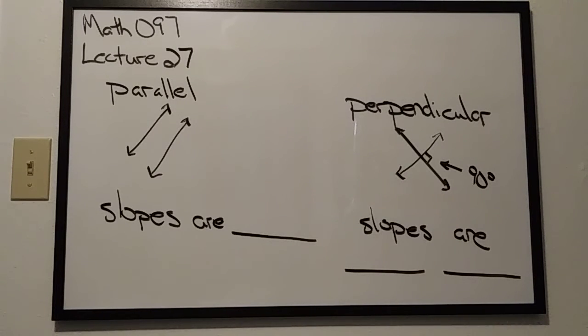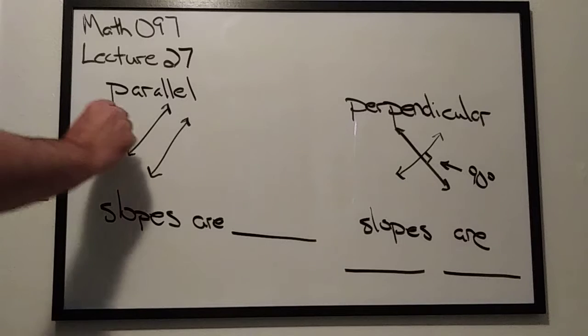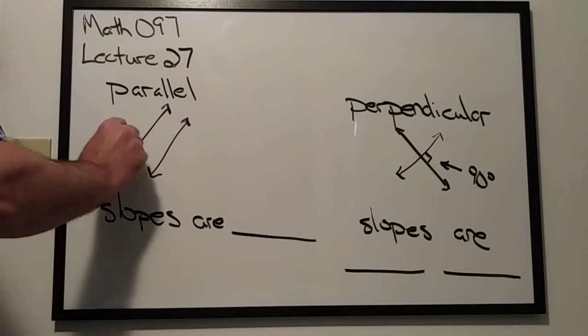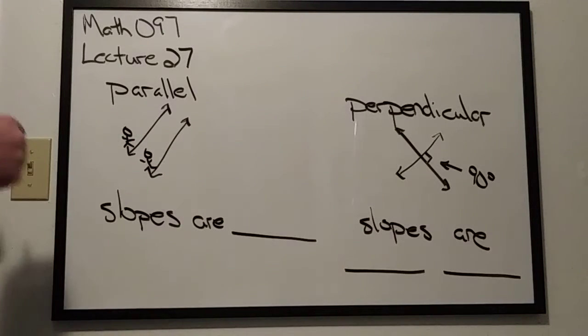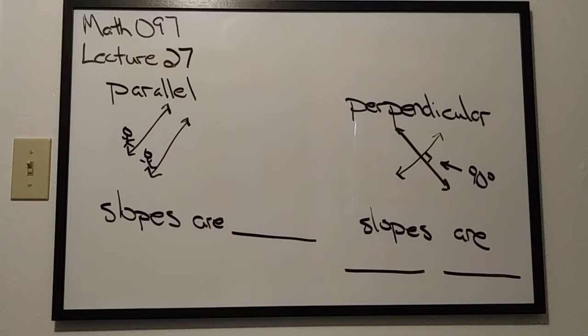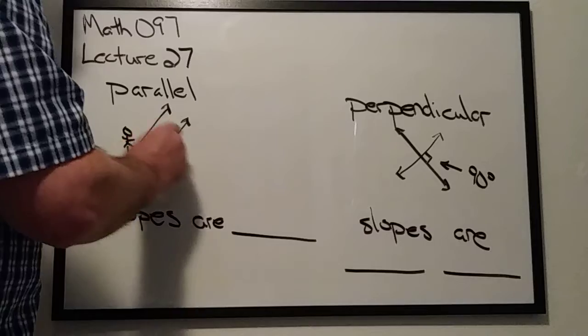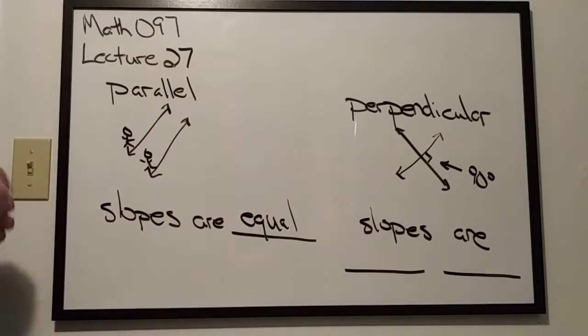So now that we have those two pieces of information, the question is, how do these ideas relate to the idea of slope? Well, let's start off with parallel here. If you think about a little mountain climber going up one of these mountains, and then another little mountain climber going up the other mountain, you're going to find that these two treks are going to be the same. So what that means then is that the slopes are going to be the same on these two lines. Another way of saying that is that the slopes are equal.